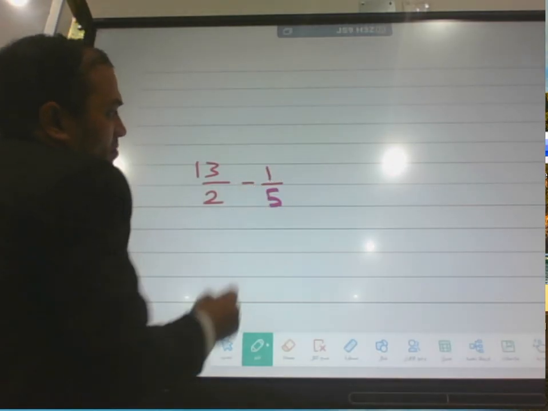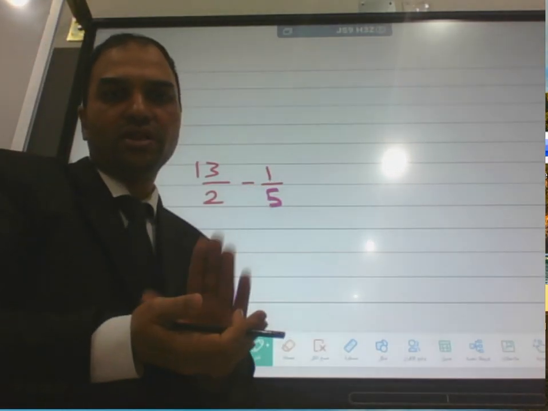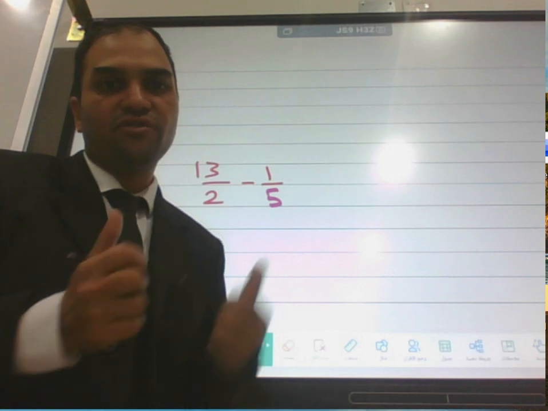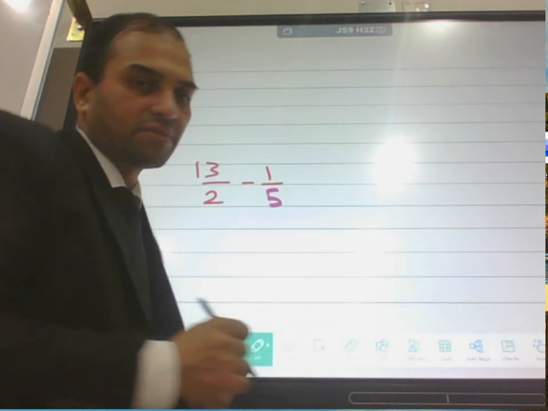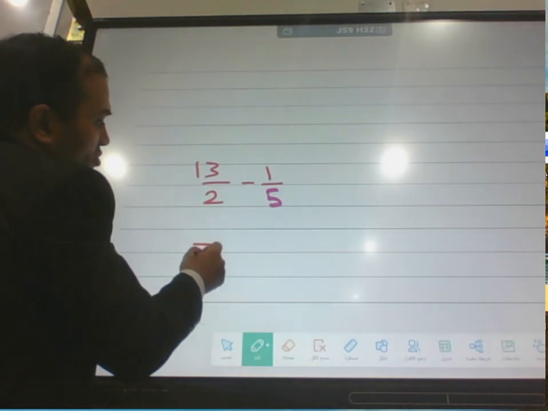Next question is about 3 over 2 subtract by 1 over 5. I want you to solve the example. Stop the video and solve with me. Now we have 13 over 2. You can solve this example first. 13 over 2, with 2 here.